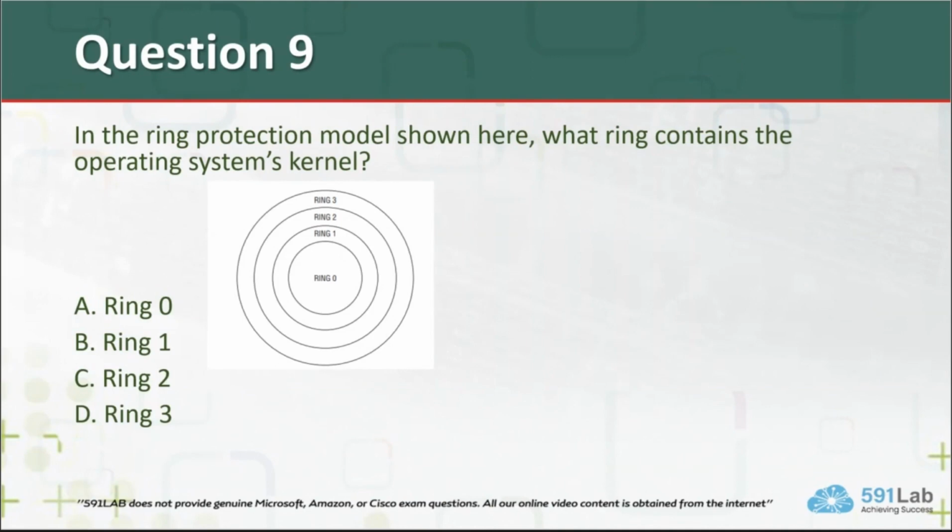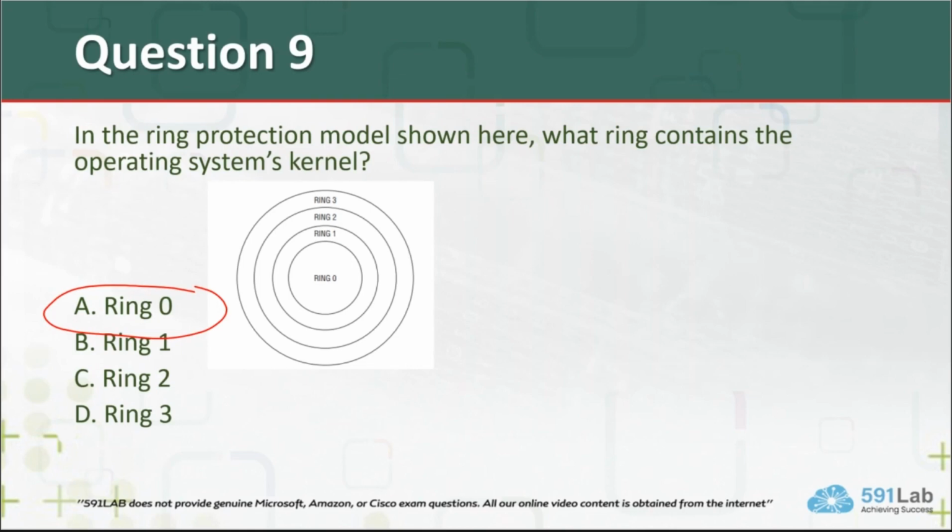Next question. In the ring protection model shown here, what ring contains the operating system kernel? Is it ring 0? Is it ring 1, 2, or 3? So the kernel lies within the central ring, which is ring 0.